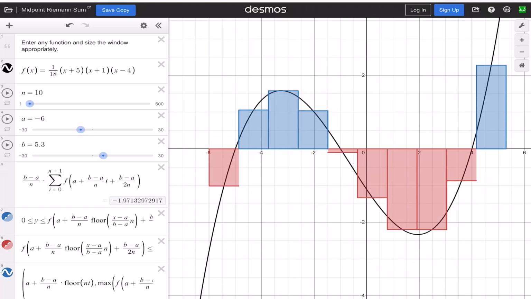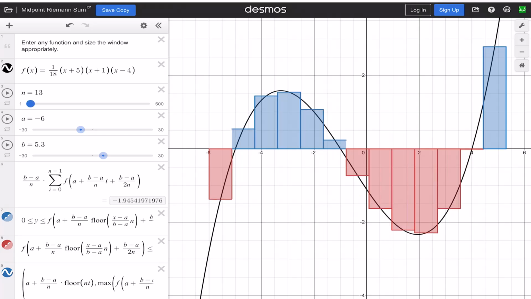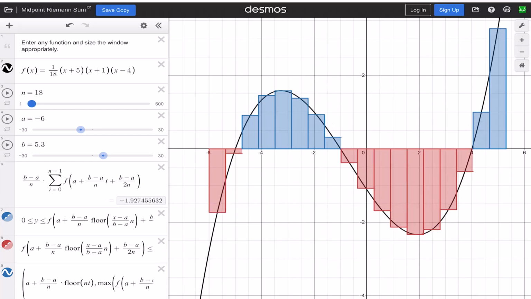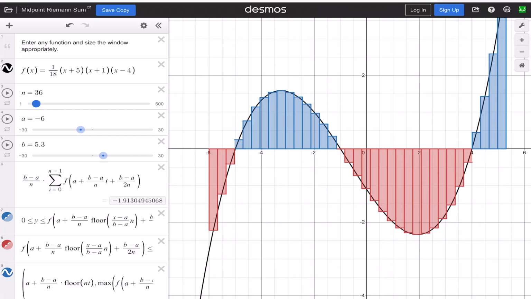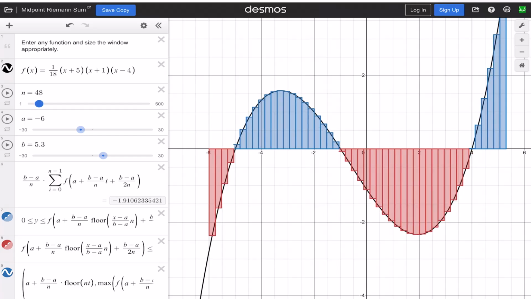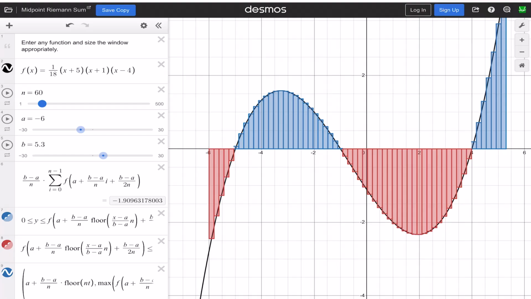Here's an estimate using 10 rectangles. Notice there are some gaps in between the function and the rectangles. In some cases we overestimate, in some cases we underestimate. But if we increase the number of rectangles slowly, notice 13 rectangles make a pretty big difference from 10 rectangles. And we get a better and better estimate as we increase the number of rectangles. Notice there's less and less space, less and less gaps at 60 rectangles.